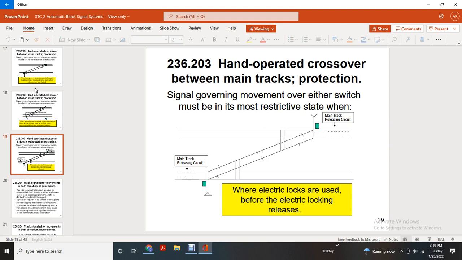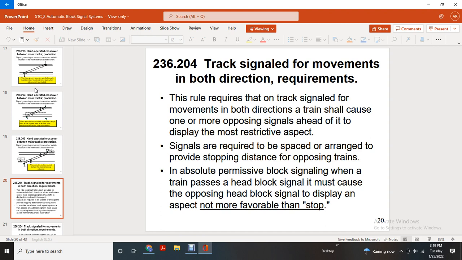Main track releasing circuit, electrical locks used before electrical locking releases. Opposing track signal movements in both directions requirement. The rule requires track signals for movements in both directions.